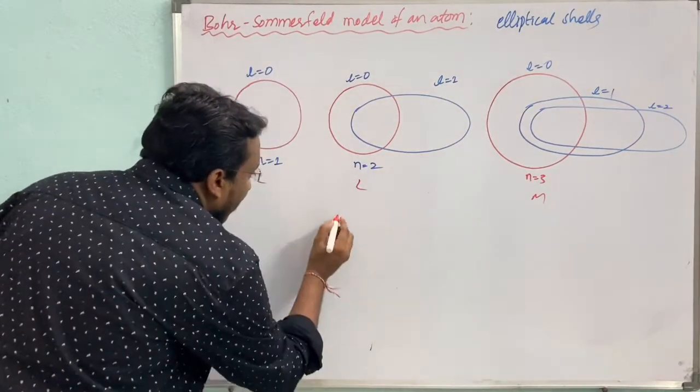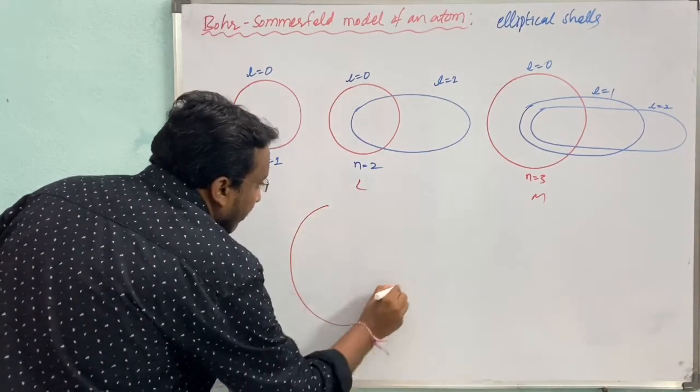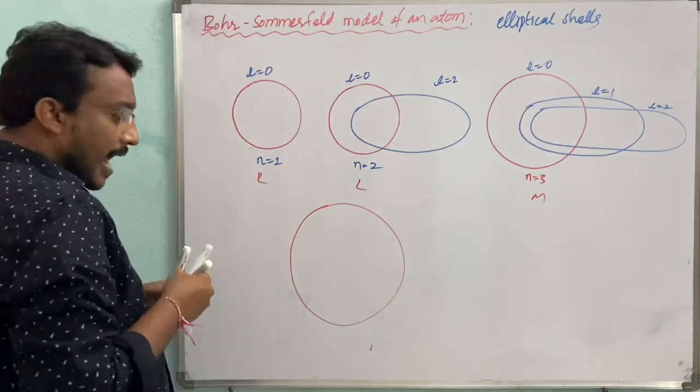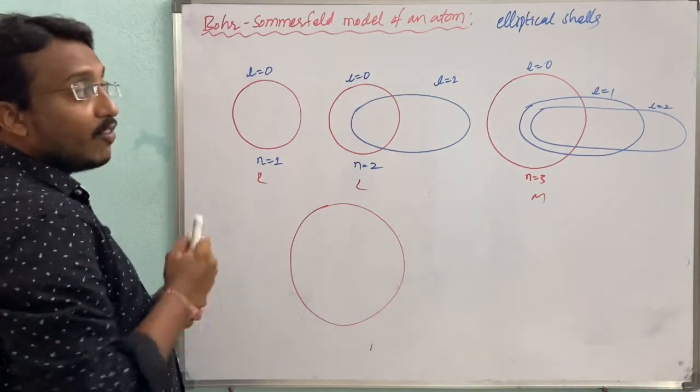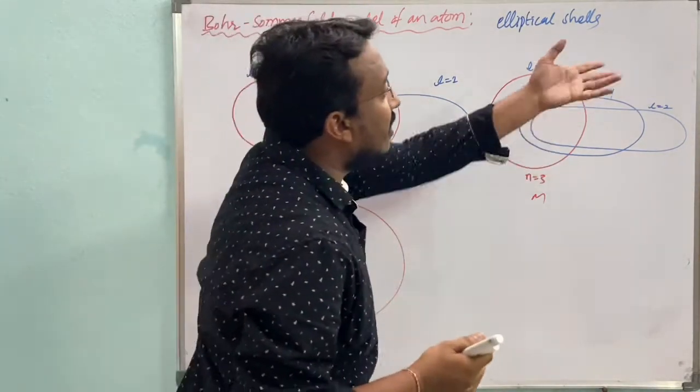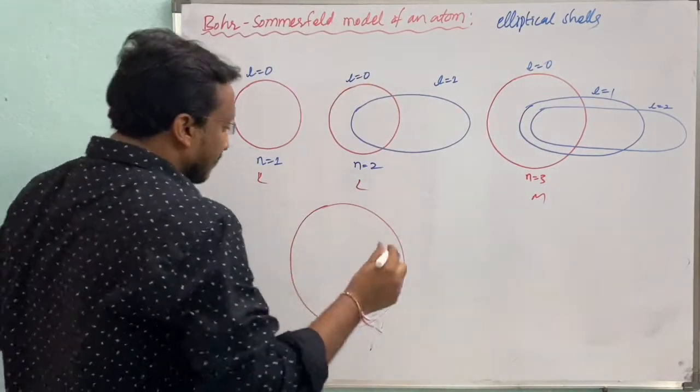In the fourth shell, he added 4 subshells. Those are, now see it.